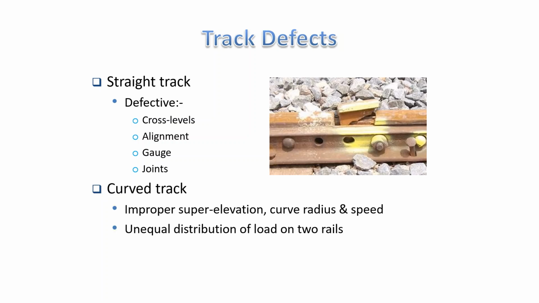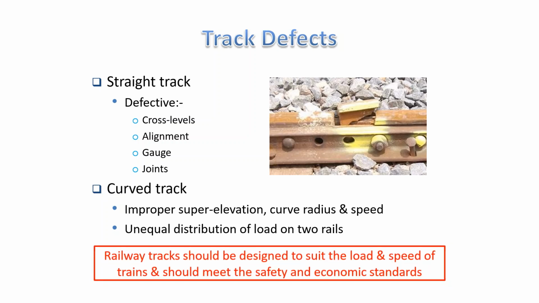Whereas if we move on to the curved track, what can be the reasons? Obviously we know super elevation needs to be provided when it is negotiating a circular curve, and if the radius is not proper, or if the train is traveling at a higher speed than the designed super elevation, or if the wheel loads are unequally distributed on both the rails. So these may be the reasons for track defects on a curved track. So if all these components are properly designed, the possibility of derailments due to the defects in the track can be avoided.